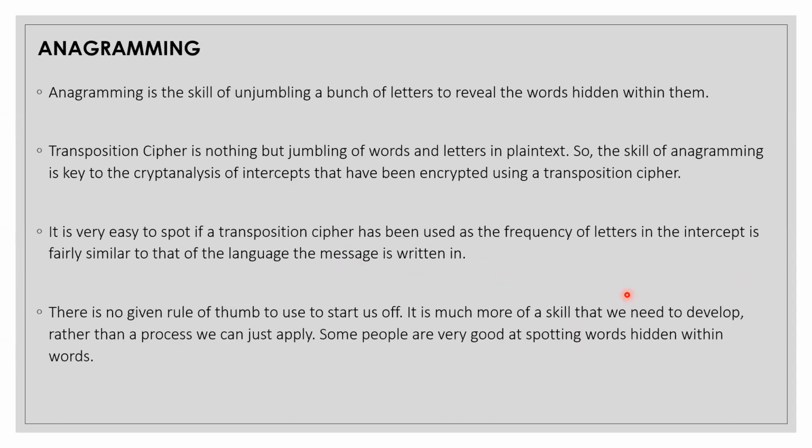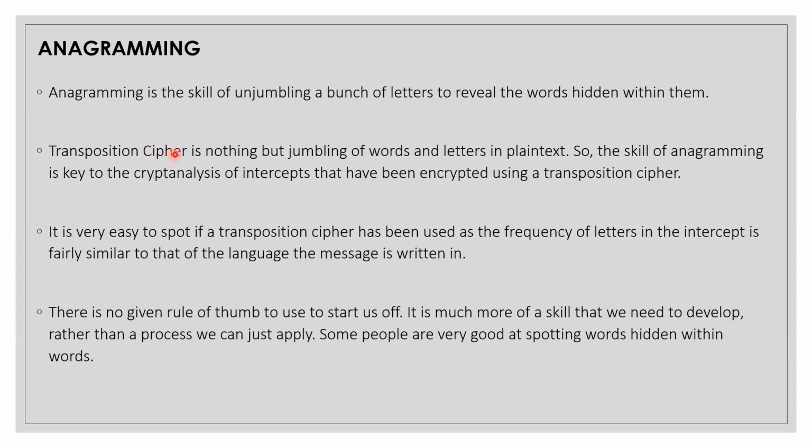The next is anagramming. Anagramming is basically the skill of unjumbling a bunch of letters to reveal the words that are hidden within them. An example would be that an anagram of thing is night. So the letters are just moved around. A transposition cipher is nothing but jumbling the letters in the plain text. So the skill of anagramming is the key to cryptanalysis of intercepts that have been encrypted using a transposition cipher.